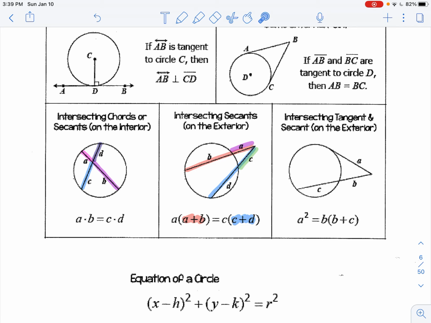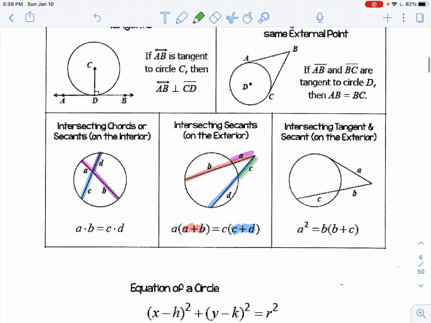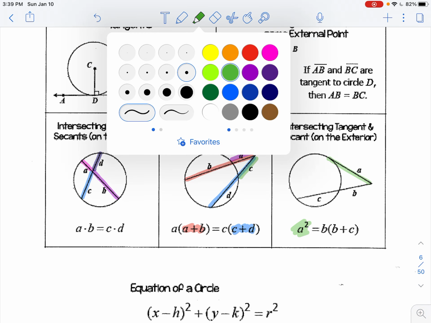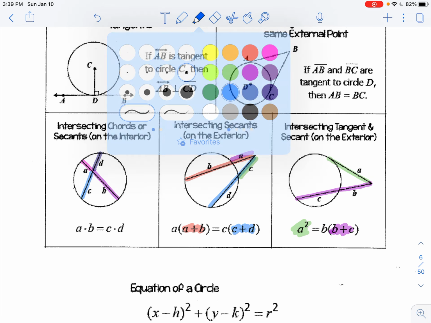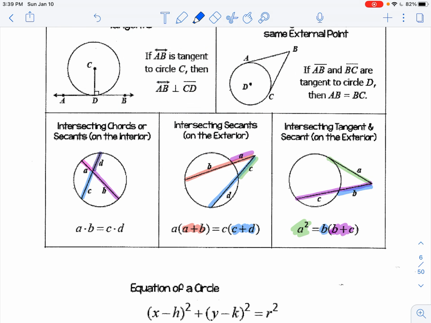And the last one is the intersecting tangent and secant. And so this last one says that the tangent squared is equal to the whole thing, B plus C, times the piece on the outside.